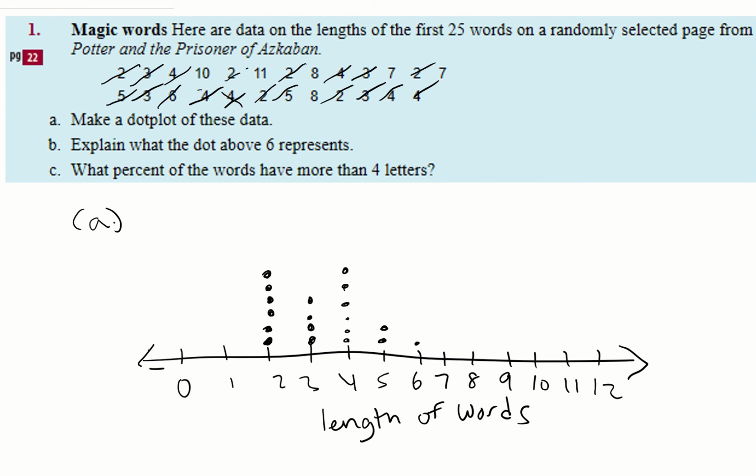We have 1 six. We have 2 sevens. 2 eights. We have 1 ten. 1 eleven. All right, and there's our dot plot for the data.